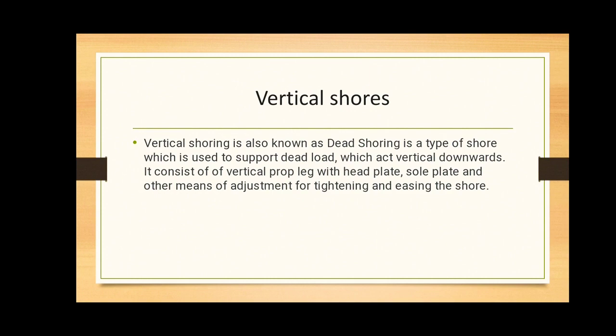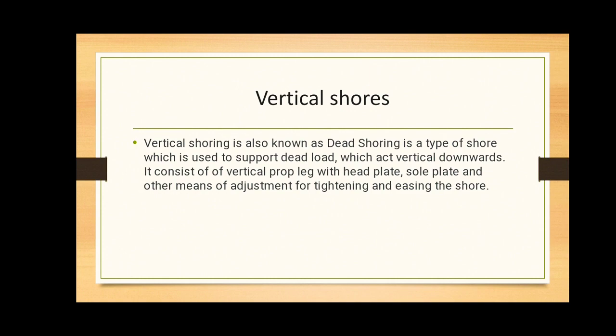Then the vertical shores. The vertical shores are also called the dead shores or dead shoring. This type of shoring is used to support the dead load, which acts vertically downwards. It consists of a vertical prop leg with a head plate and a sole plate.